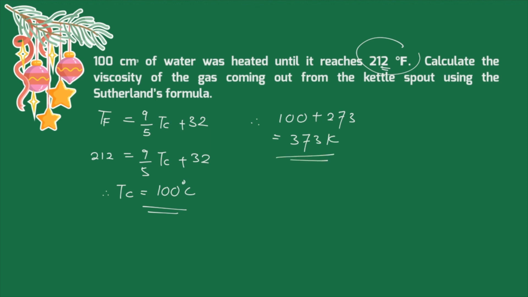So when you look at this, it means that 212 Fahrenheit is actually equivalent to 100 degrees Celsius, and the thing that you are heating is water. So now you can predict what the gas coming out from the kettle spout is. It should be steam. Right, so from there you can refer to the table given to you and refer to the values for steam.